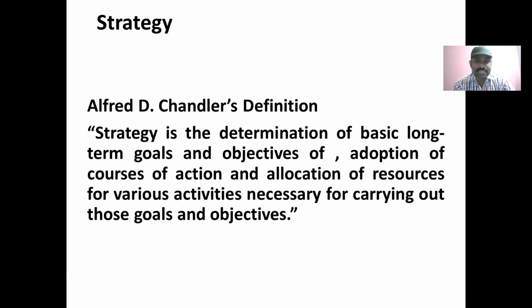So an organization is said to be following a strategy, or an individual is said to be following a strategy, if he or she is following these 3 in a very systematic manner. You need to determine your basic long-term goals and objectives, adopt the necessary courses of action, and allocate the necessary resources for achieving those goals and objectives. If you're following these 3 in a systematic manner, well, we can say that you're following a strategy.